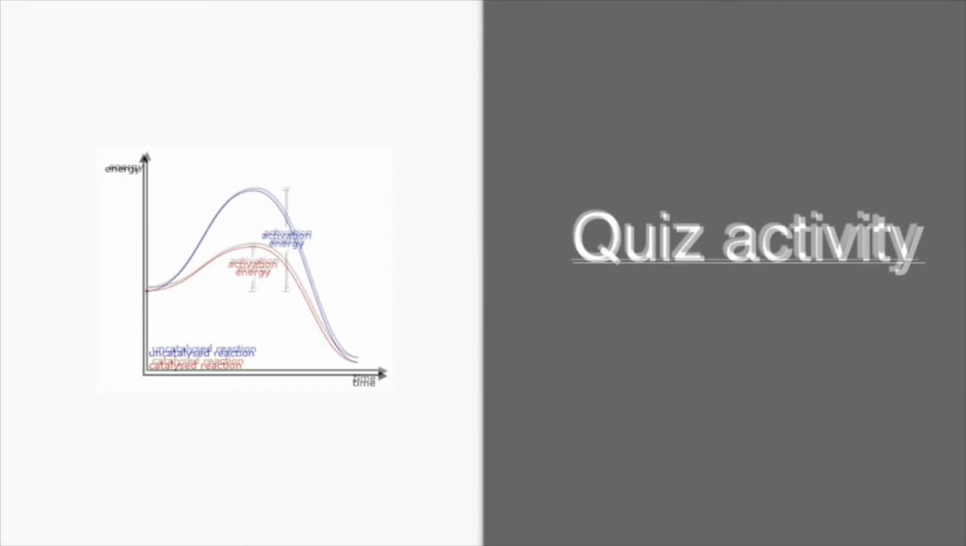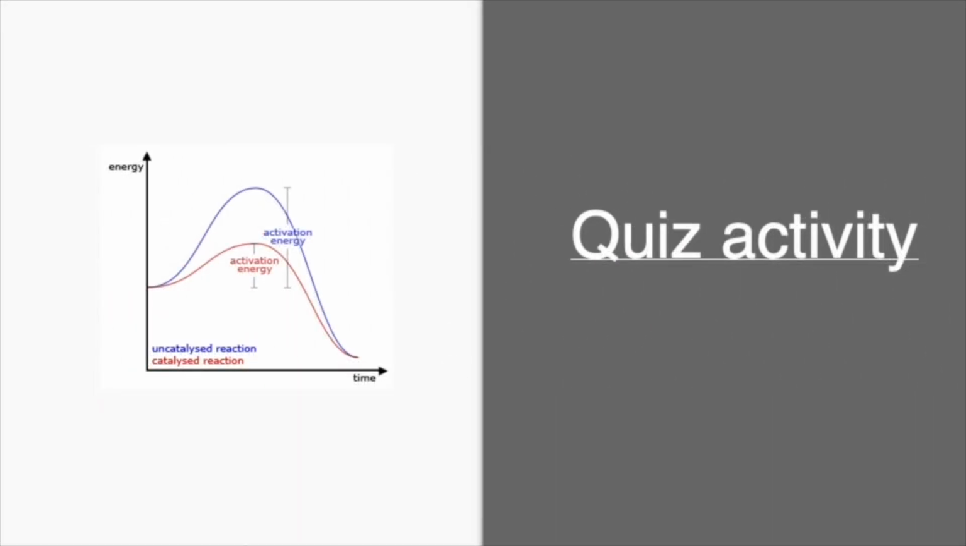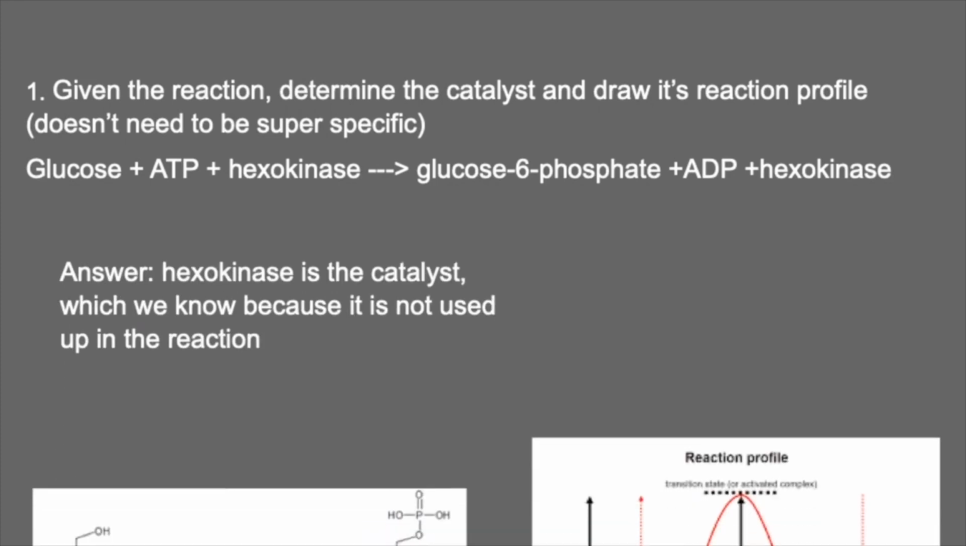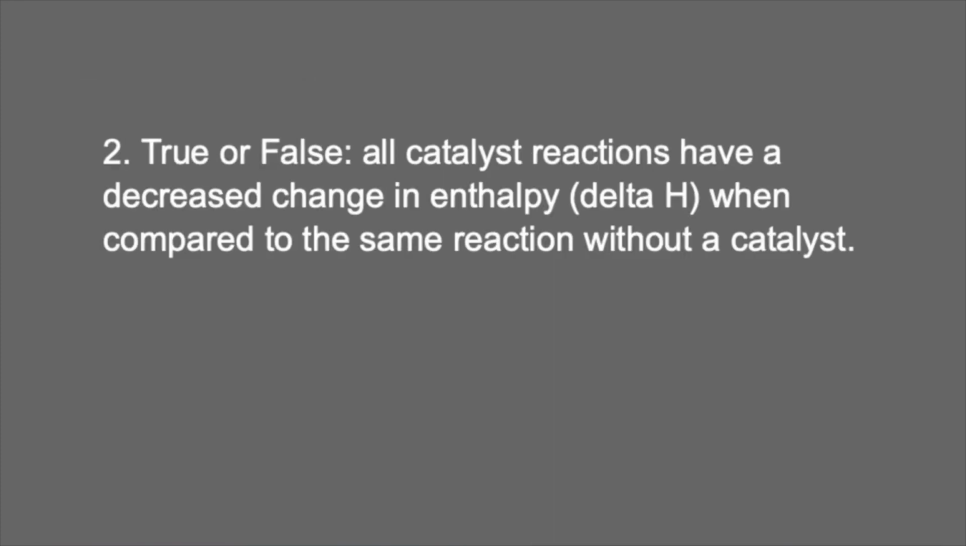present. We are now moving on to the quiz activity portion of this presentation. Once a question is read, please pause the video and write down your answers. Given the reaction, determine the catalyst and draw its reaction profile, although it doesn't need to be super specific. Glucose plus ATP plus hexokinase reacts to form glucose 6-phosphate plus ADP plus hexokinase. True or false? All catalyst reactions have a decreased change in enthalpy, also known as delta H, when compared to the same reaction without a catalyst.